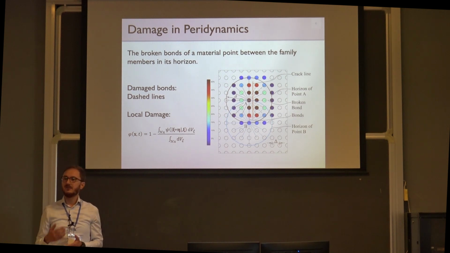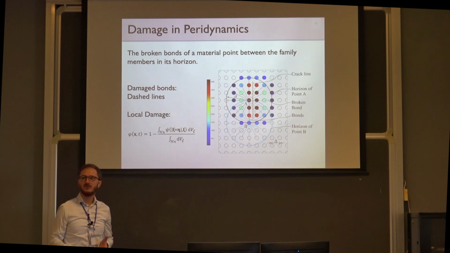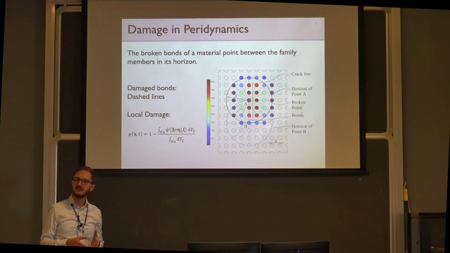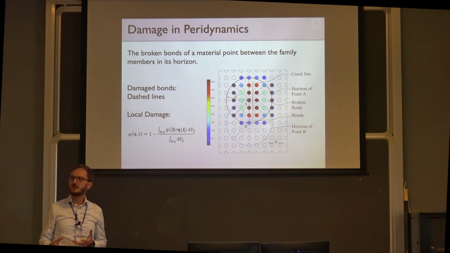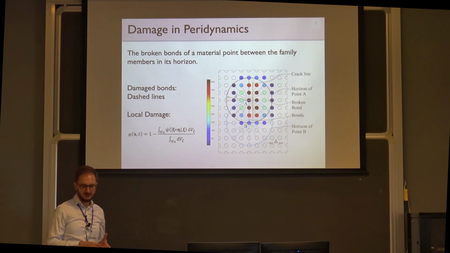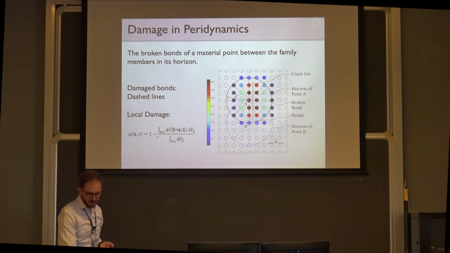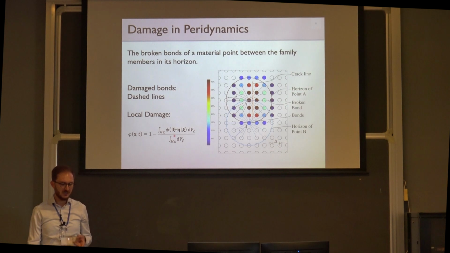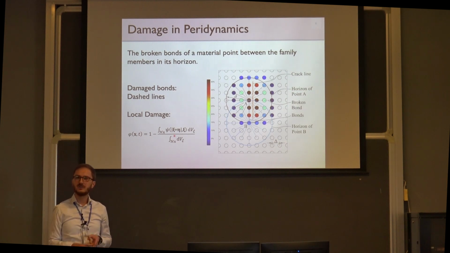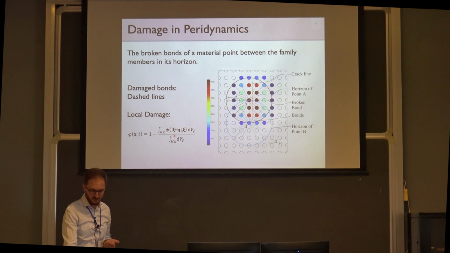You can easily define a crack, predefined cracks, or any kind of macro and micro cracks in peridynamics because of these concepts. You just need to eliminate the bonds going through the crack lines. And this is the local damage formulation, which is the proportion of the number of broken bonds to the total number of bonds for a single point. In this example, it's A or B.